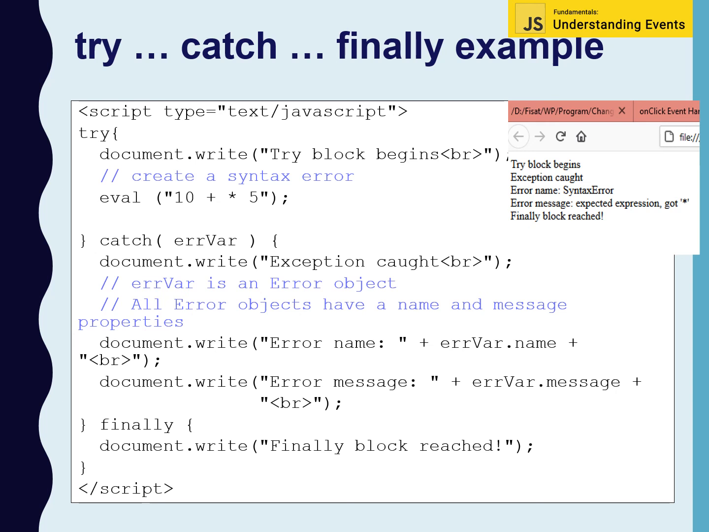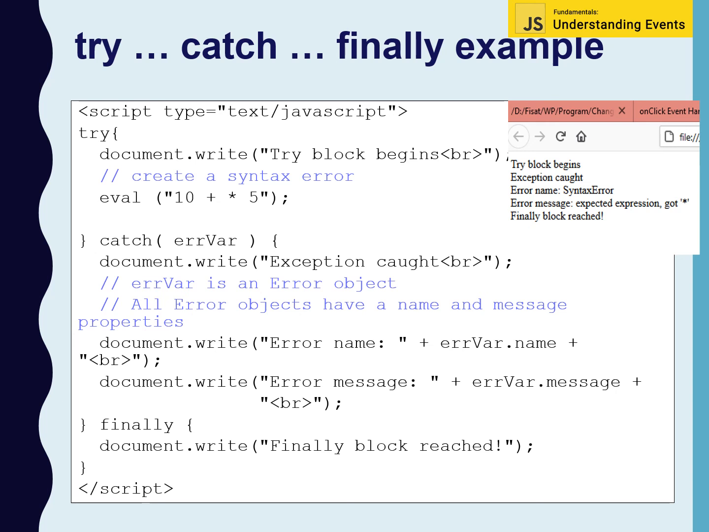Inside this example, you can see the code starts with the script tag. Inside the script tag, we mention that this is JavaScript. Then the try block is opened with document.write saying the try block begins. Then our next statement is eval. Eval contains 10 plus star 5. That is a wrong expression.